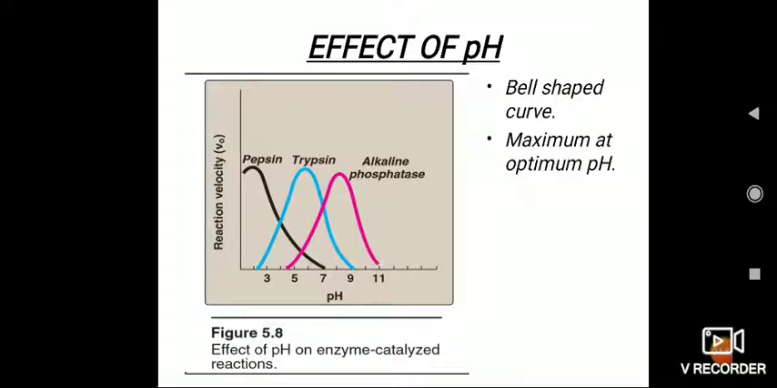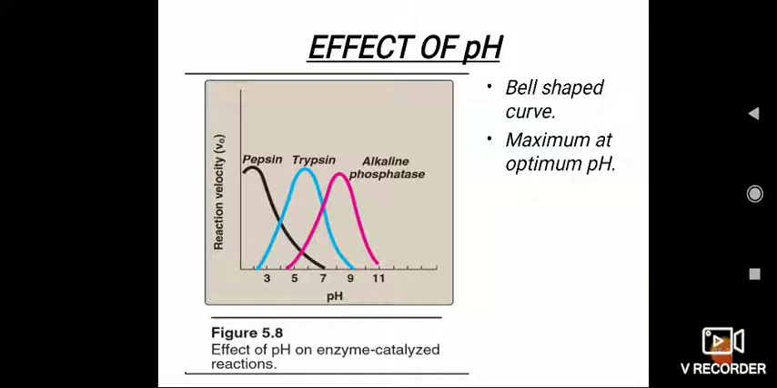Next factor is the pH. How does pH affect the enzyme activity, the reaction velocity? So the graph between the reaction velocity and pH is also a bell-shaped curve and maximum at optimum pH. This is also like the case of the temperature.